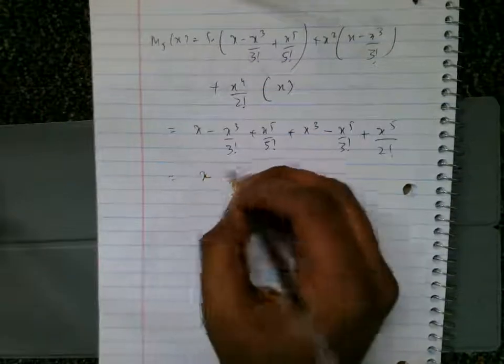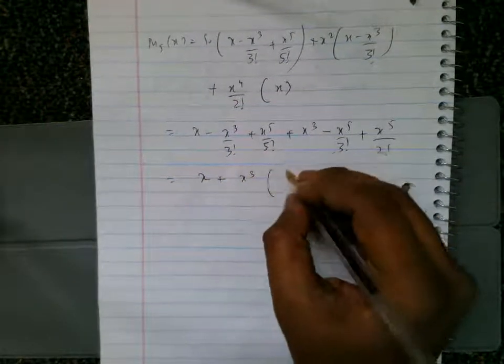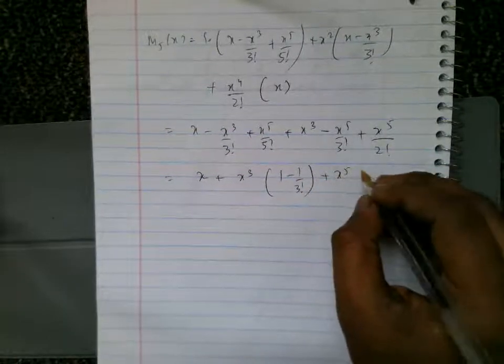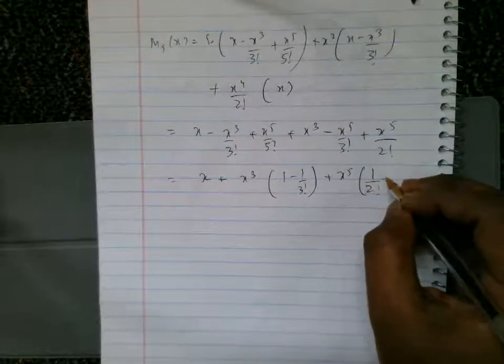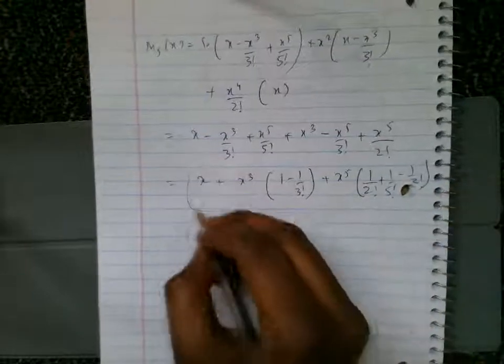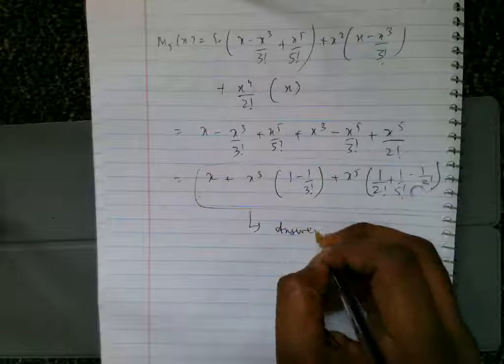So this can be written as x, and you'll club all the terms with x cube. You'll have 1 minus 1 by 3 factorial. Club all the terms with power 5. You'll have 1 by 2 factorial plus 1 by 5 factorial minus 1 by 3 factorial. And you can compute this, and this is our final answer.